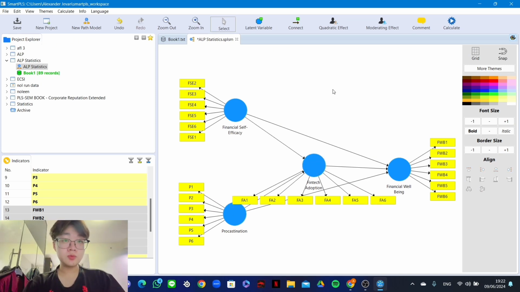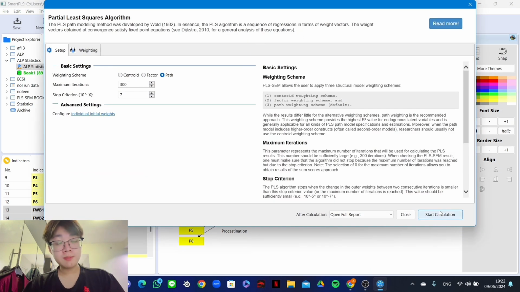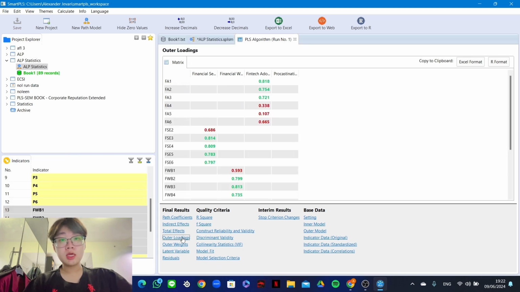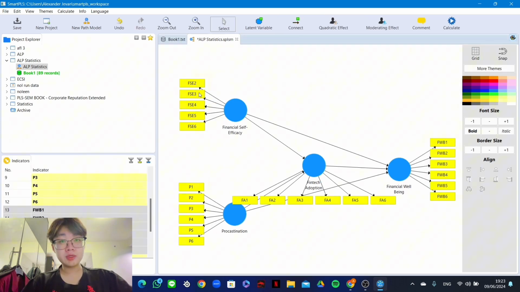After finishing the model, we can do the command function in Smart PLS. There are 3 things that need to be conducted: PLS algorithm, bootstrapping, and blindfolding. So you need to run the PLS algorithm and go to outer loadings to see if the variables are reliable. If it's less than 0.7, the color will be red. That means it is not reliable. Therefore, we go back to the model and delete the variables that are unreliable. Now we have a new model with reliable variables.